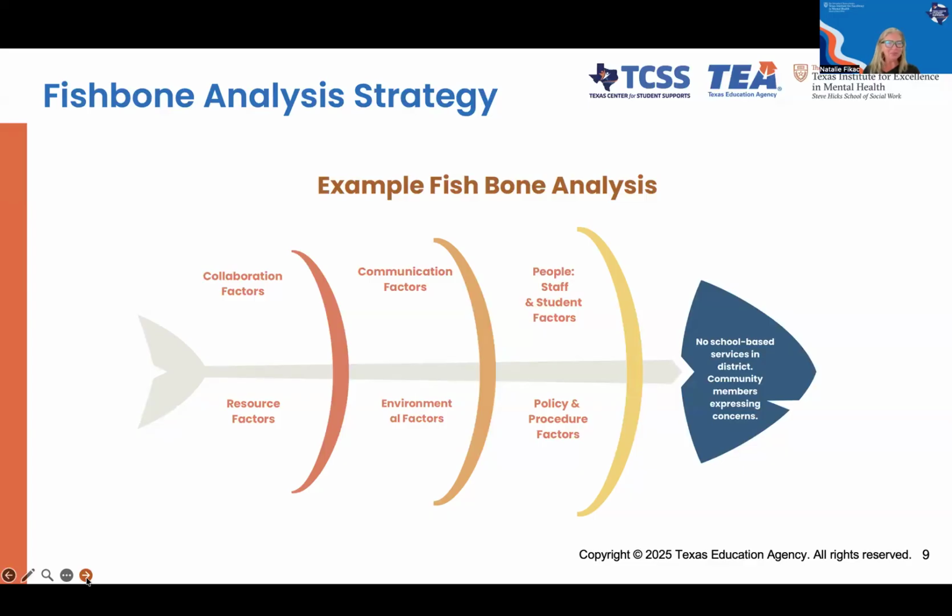Environmental factors. These factors can include the physical environment, facilities, equipment, classroom or campus environment, or even the larger school community system. Policy and procedure factors could include gaps for policies and procedures in the school system that address school mental health, academic success, and support staff.